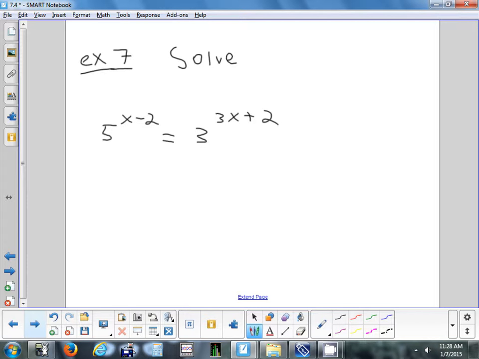All right, so it says 5 to the x minus 2 equals 3 to the 3x plus 2. Okay, what makes it hard is that the bases are different. If you gave me a problem where the bases were the same, it'd be a lot easier. Any thoughts what we can do here? This one's tricky. I might have to give you a hint at the first step.